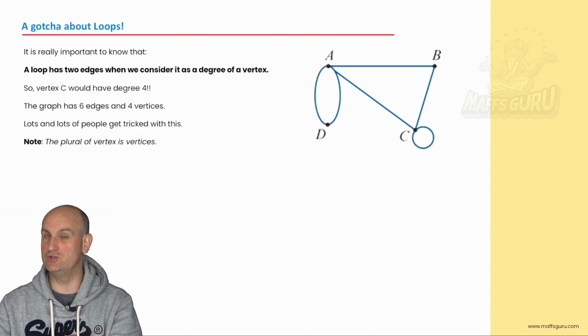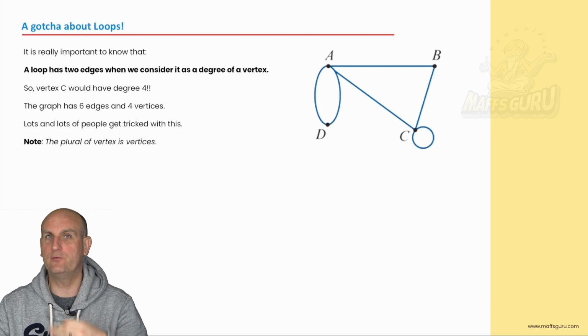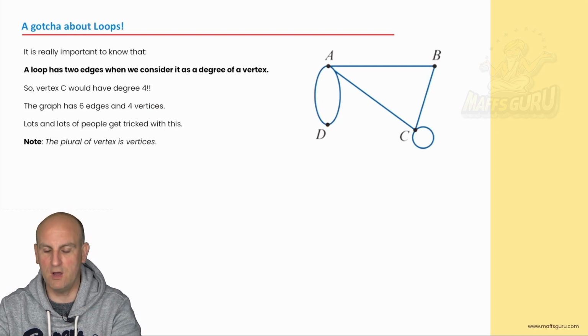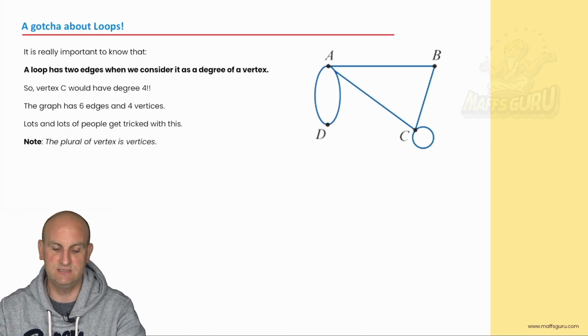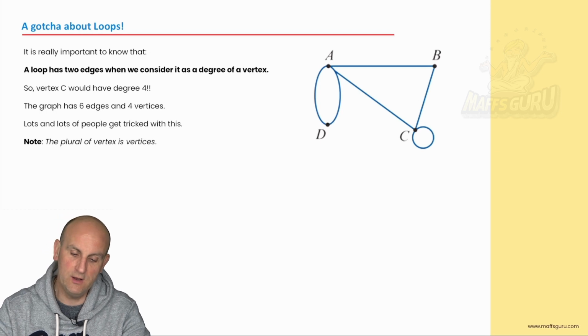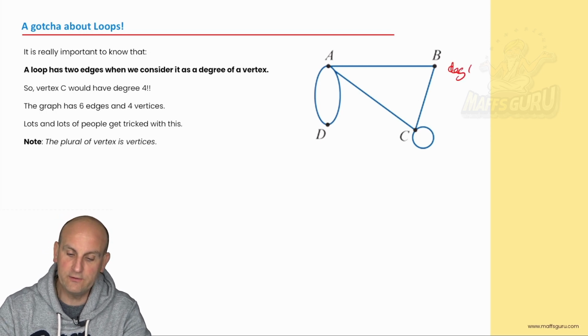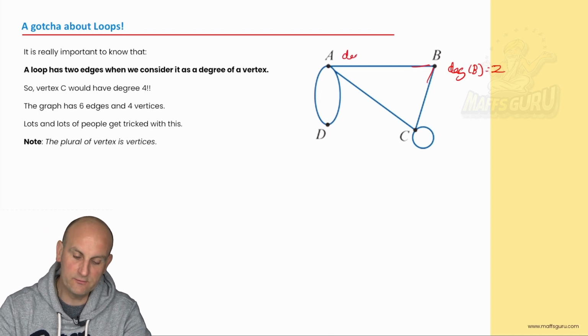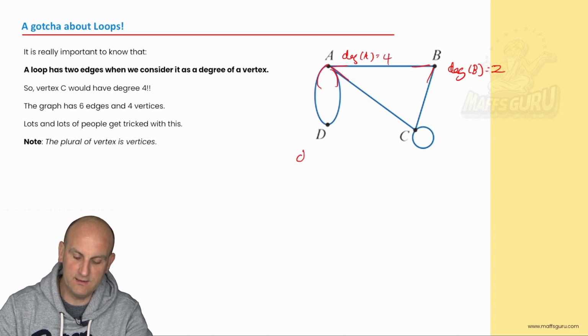Now, there is a bit of a gotcha with a loop. If we go back to our previous lesson where we talked about degrees, and I said to you, every single graph you're going to do, work out the degrees of the vertex. It's going to make your life so much easier. So I'm going to do that here now. If I look at B, we would write that down as degree of B equals, how many ways are there into B? There are 2. So degree B is equal to 2. If we look at A, we have the degree of A is equal to 1, 2, 3, 4.